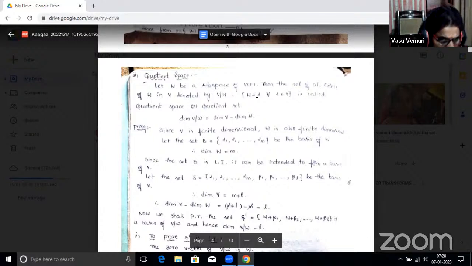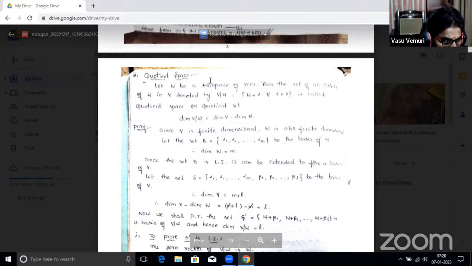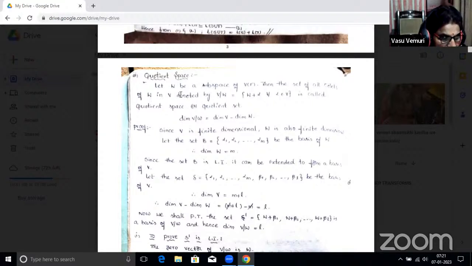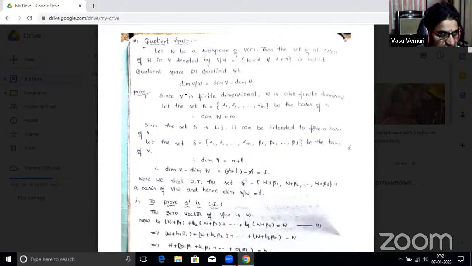Just see in your textbook from the beginning, some properties are given. What is that? x plus W intersection y plus W. That is the meaning of any two left cosets or any two right cosets being either disjoint, meaning x plus W intersection y plus W equal to phi, or equal, meaning x plus W equal to y plus W. That is one of the important properties of the quotient set.